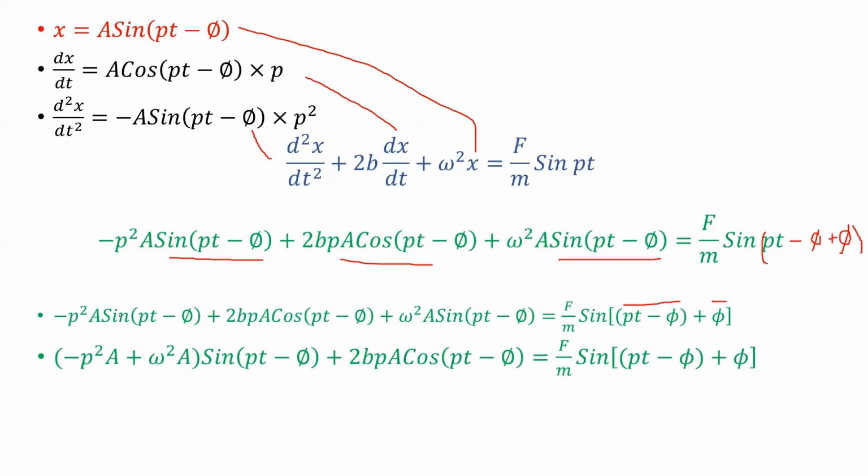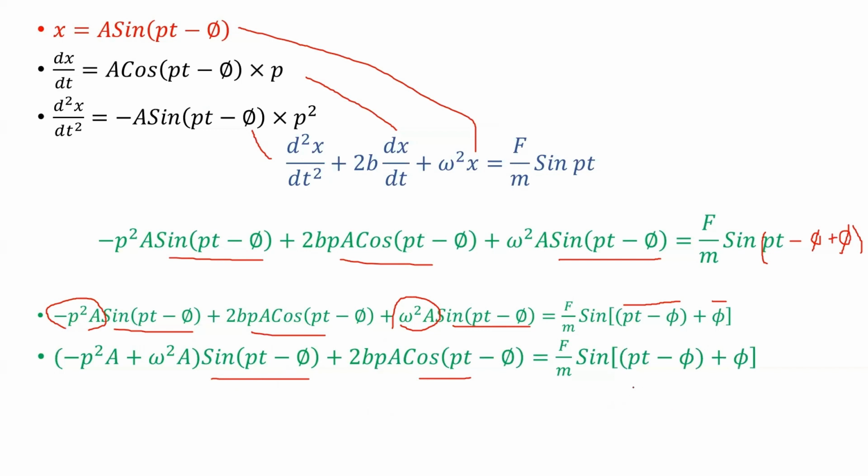So now in this term we have taken sine(pt minus pi) common here. Then here we have minus p square A, and here we have omega square A. We can take A also common here, so later we can do that. And here cos(pt minus pi) and sine.